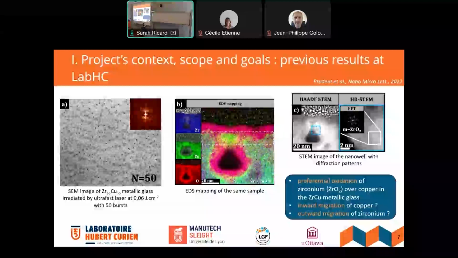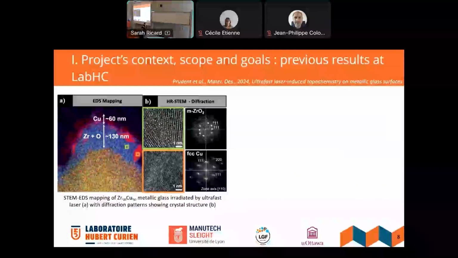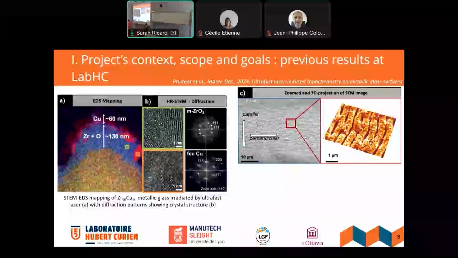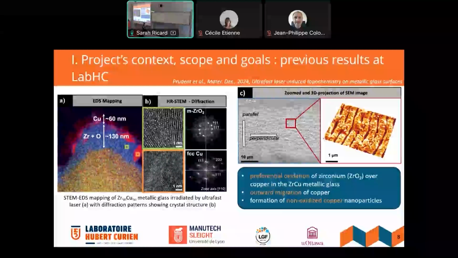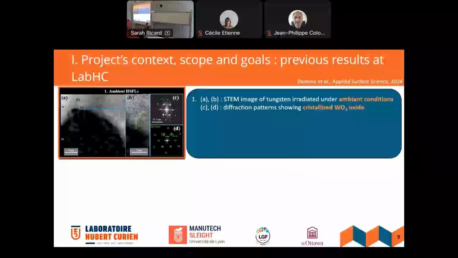When you increase the laser fluence on metallic glass, not the same composition, but on zirconium copper metallic glass, you get low spatial frequency structures, and you complete, dare I say, the outward migration of copper. So you get zirconium oxide with preferential oxidation, but you also get pure, non-oxidized copper nanoparticles. That's really interesting because it means that you get outward migration of copper during the ultrafast process. So another one about the, I'll put them in chronological order.